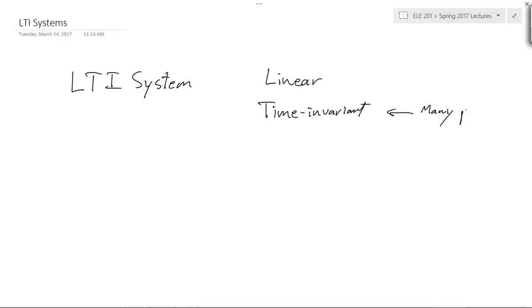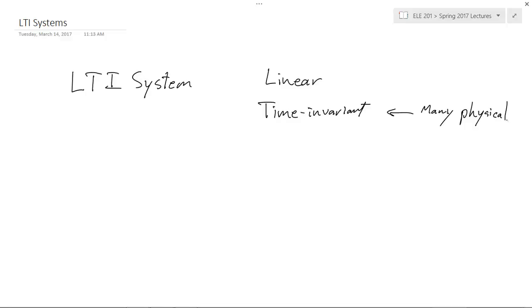Okay, because they just, let's say a response of a spring to some motion, or the response of a circuit to an input. It's not going to matter at what absolute time that input came, it's going to respond the same way. And that's what it means to be time invariant.